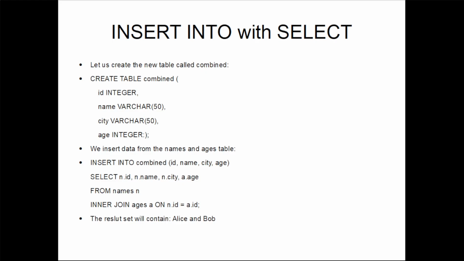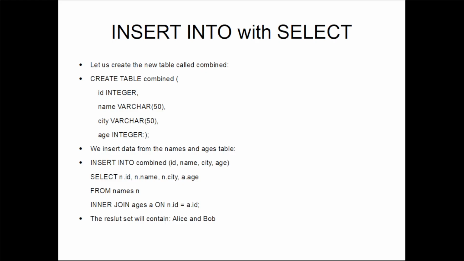In the next step we insert data from the names and ages tables into our new table. Insert into combined, ID, name, city, age. Select n.id, n.name, n.city, a.age. From names as n. Inner join ages as a on n.id equals a.id.